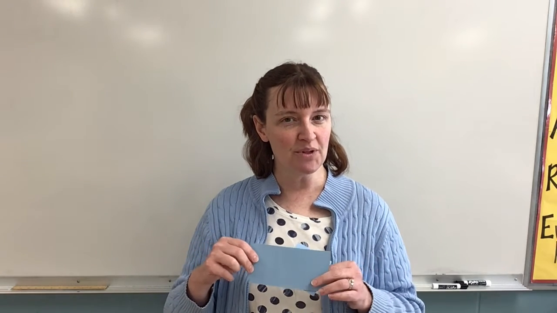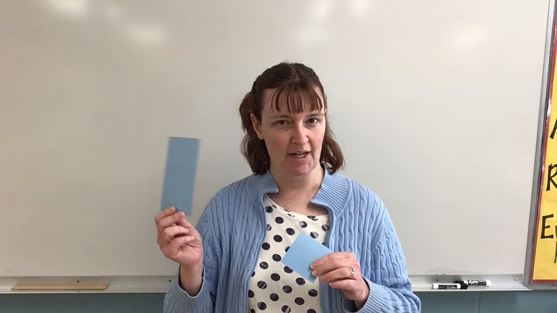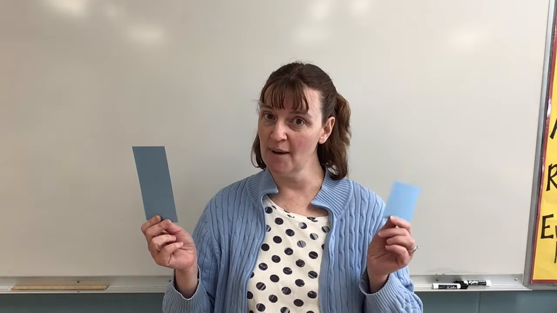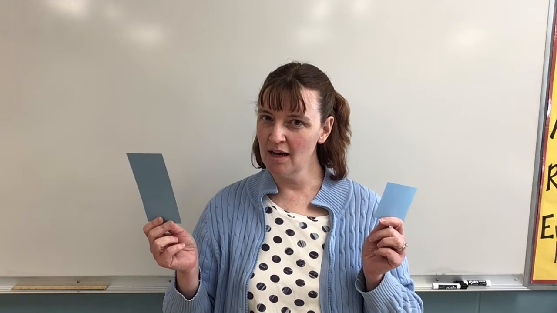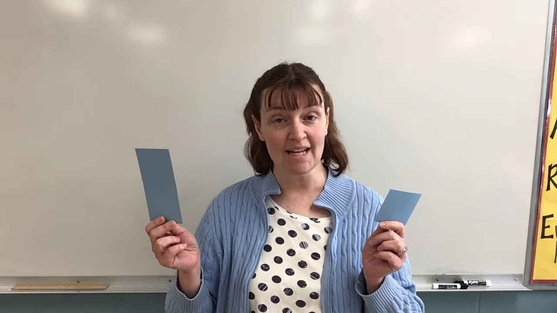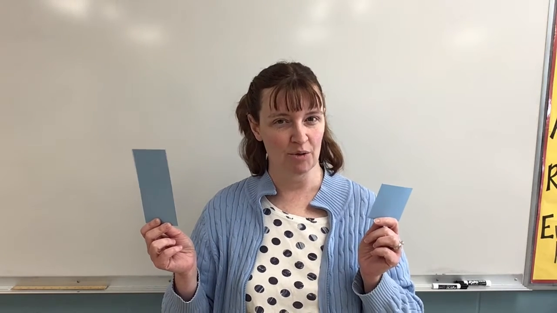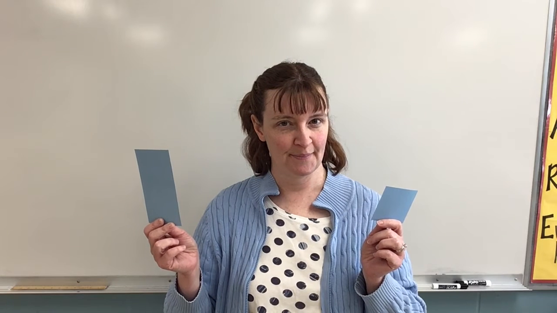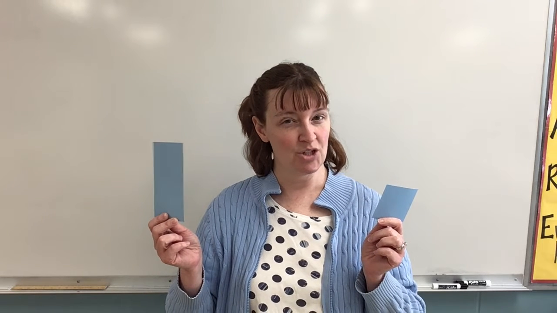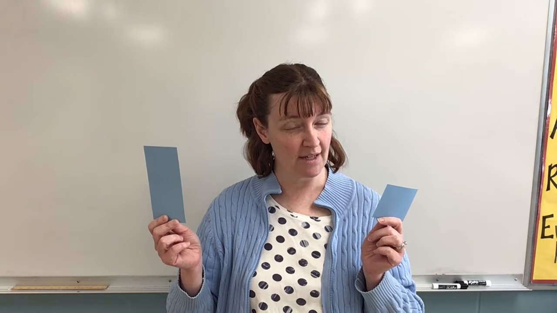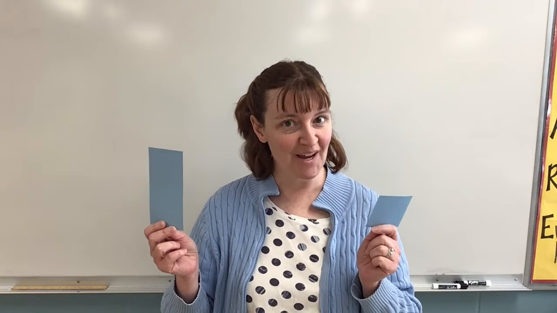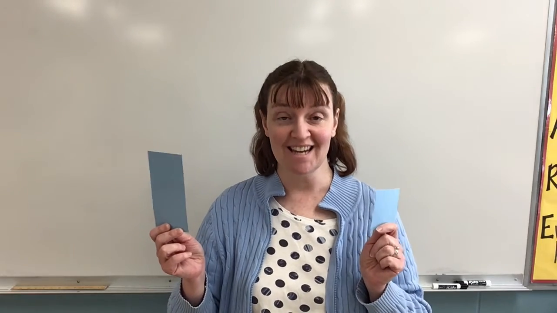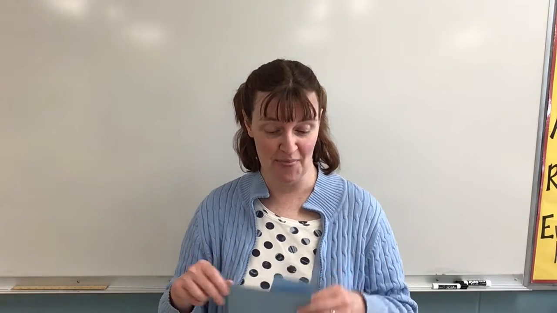Now, a rectangular prism has a certain number of rectangles and a certain number of squares. Think about how many of each of these you think you're going to need to make a rectangular prism. Did you come up with 4 rectangles and 2 squares? If you didn't, that's okay. You'll be able to see it, I think, even better if we draw it out on the board.